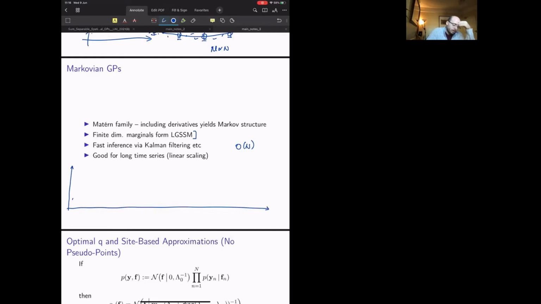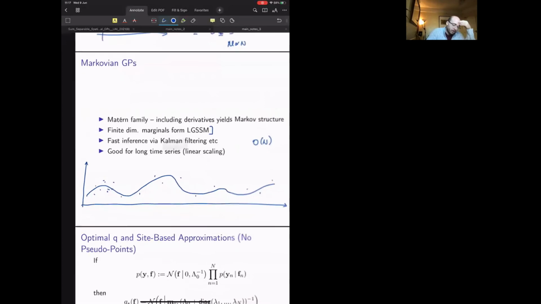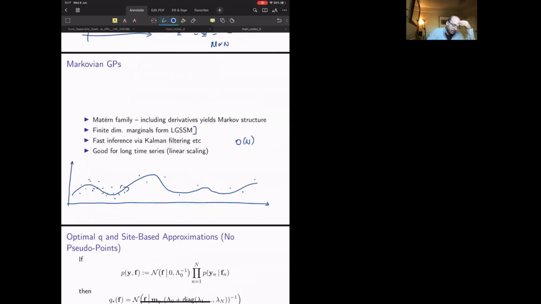So I'm just going to make a function that wiggles a bit and then have a sensible number of observations. And this is order N, and everyone's happy. We can do inference and work with long time series. Where this breaks down a little bit, it's still kind of okay, but not really ideal, is if you had far too many observations per unit time, and so on and so forth.